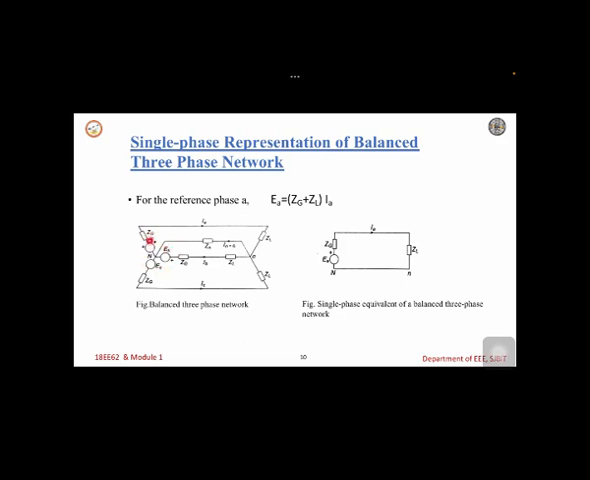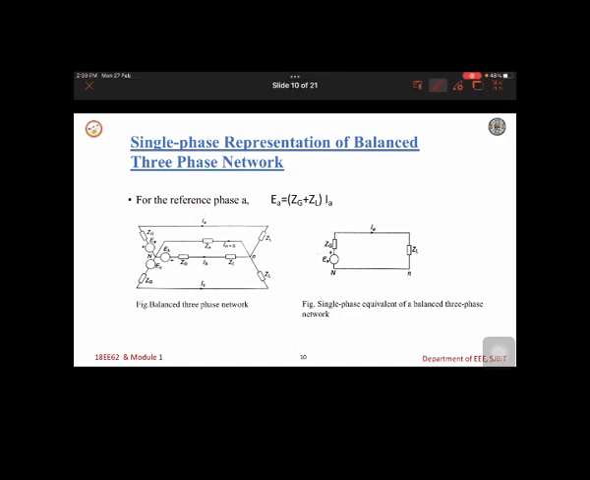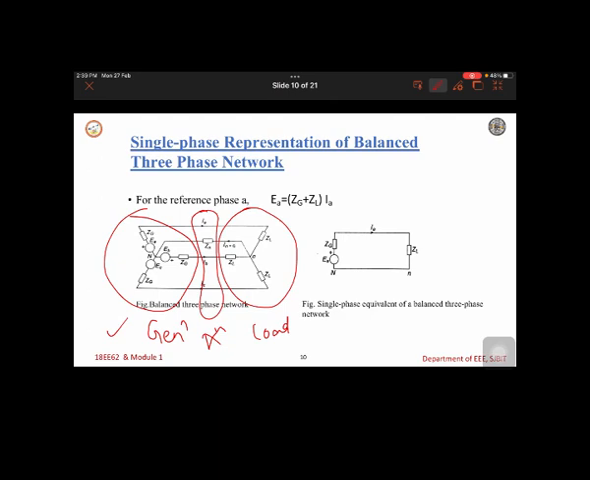EA is the induced voltage in the A phase winding, EB is the induced voltage in the B phase winding, and EC is the induced voltage in the C phase winding. These three phases are connected in star fashion, and the neutral is connected, with Zn as the neutral impedance. Here we have generation, and this is the load. So this generation is connected to the load through this transmission network: generation, transmission and distribution.